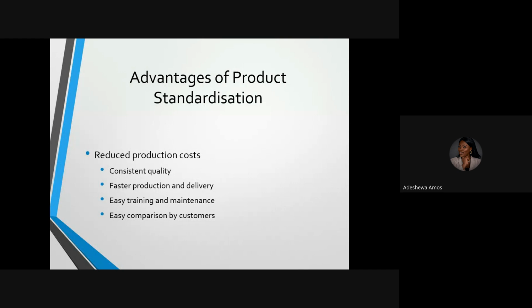Then we have easy training and maintenance. So if we are producing this thing the same way, let's say when it comes to the bakery, we always mix the dough the same way. So if we are training people, we know that it's just the same thing we are training them. Come and see, after adding this, you add this, after adding this, we add this. So the person knows, and it's easy to train them. And also maintenance, it's easy to maintain the machinery that we are using because they do the same thing over and over.